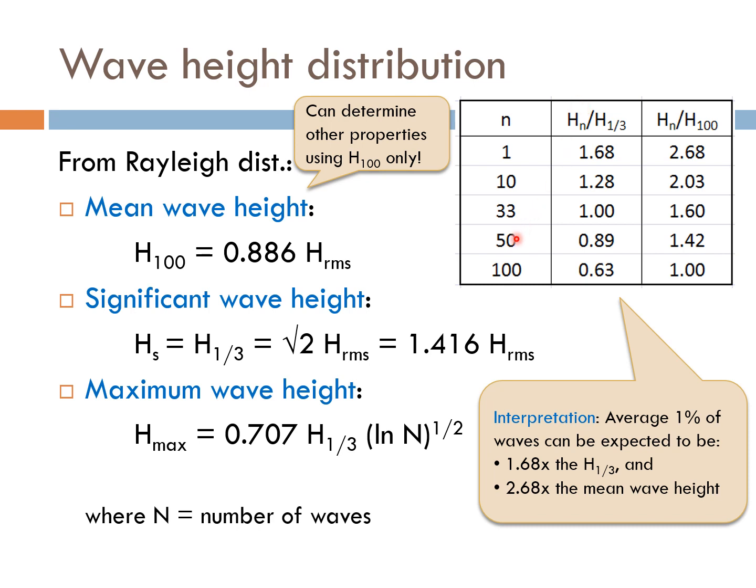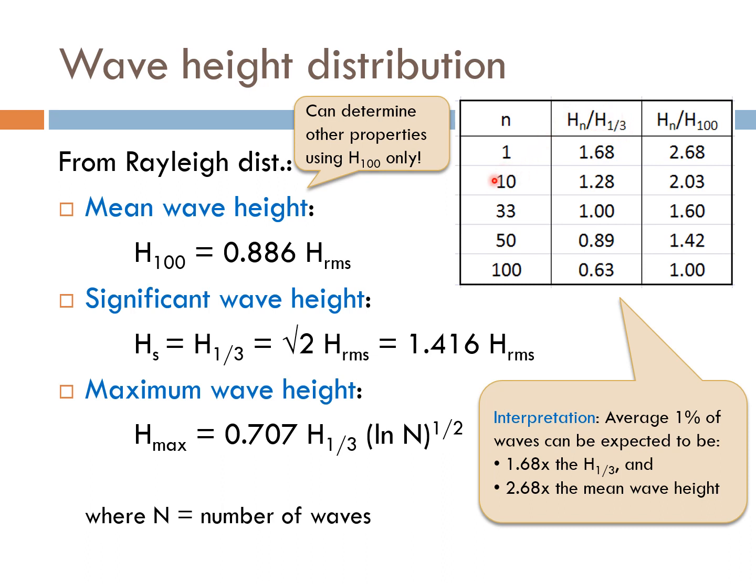h50, that means the average h value of the 50% of the waves, is usually about 0.89 of h1/3, and h100 basically is the average. So the average wave height is usually only about 0.63 of h1/3. I repeat one more time. The highest 1% of the waves usually will be about 1.68 of the h1/3.